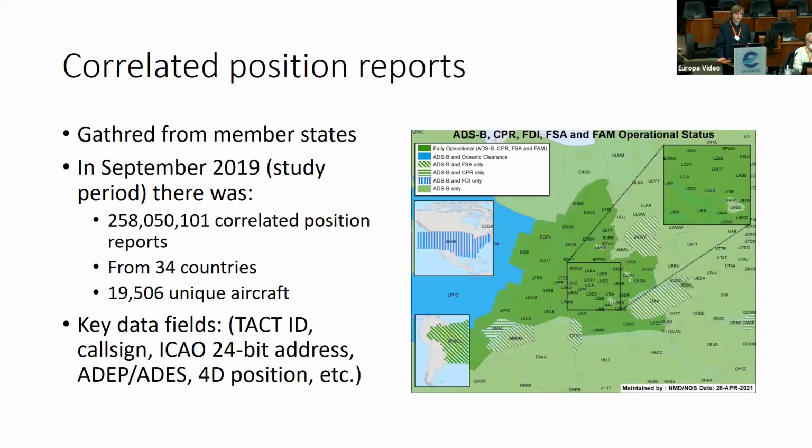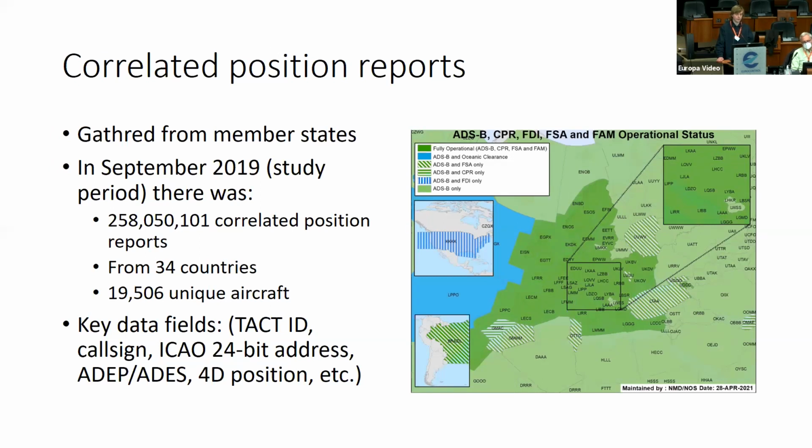And just to give a quick overview of what the correlated position reports are: they are gathered from Eurocontrol member states. You see the map here. It's quite small, but it's European airspace pretty much. The initial study period where we do our development is September 2019.